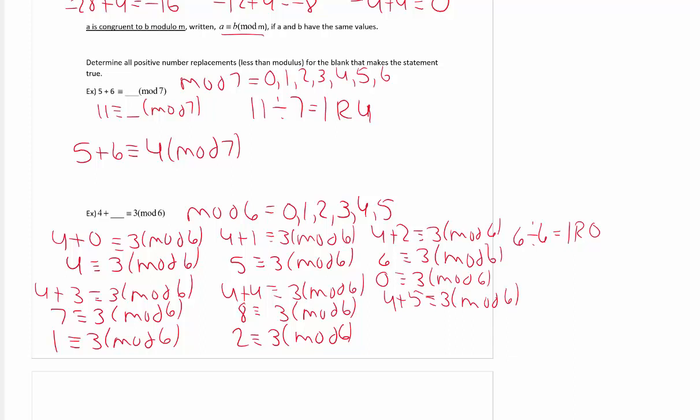4 plus 5 is 9. 9 divided by 6 is 1 with a remainder of 3. So 3 does equal 3. We found our answer. So how would I write this at the end? 4 plus 5 is congruent to 3 mod 6.